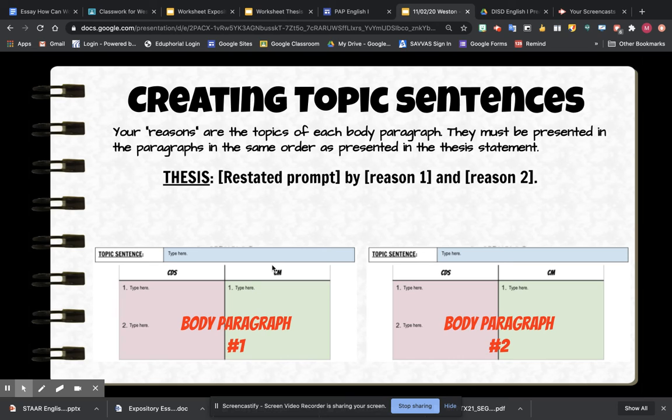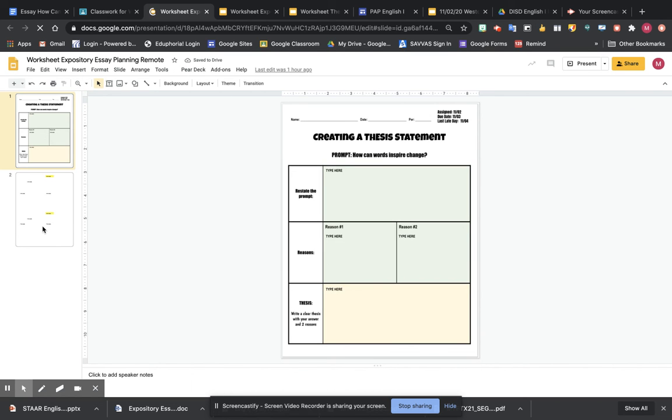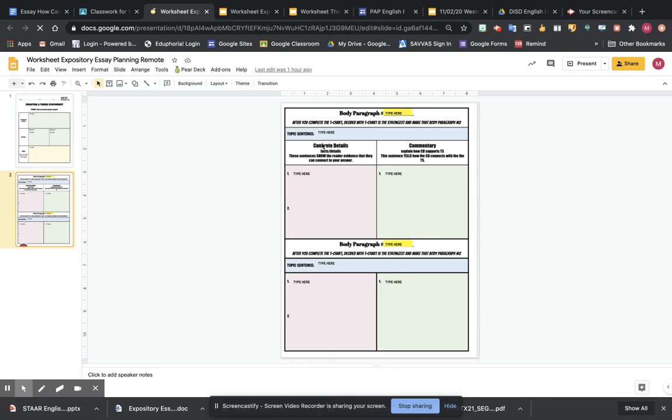Once you've done that, and you've narrowed down what your examples will be to support your answers in your thesis statement, then you need to do your T-chart. That worksheet is with the essay planning. This will be page 2 of this worksheet, where you have your T-charts. You have your concrete details for your first body paragraph, and then your commentary, and then the same thing for your second body paragraph and your commentary. Notice we'll have 2 concrete detail sentences in each body paragraph and only 1 commentary. Make sure you write a clear topic sentence of what the topic of that paragraph is about.